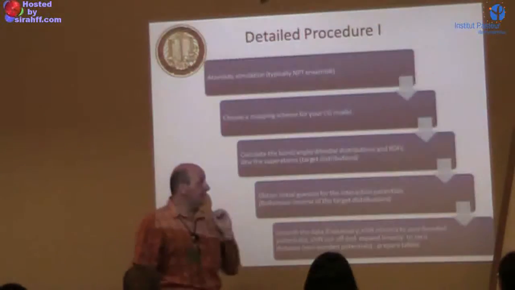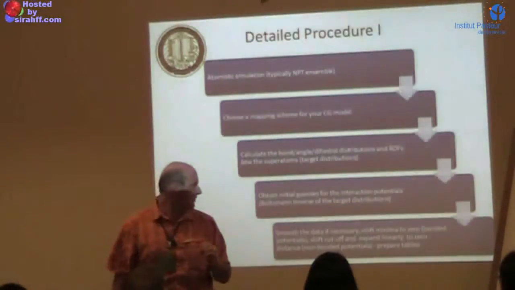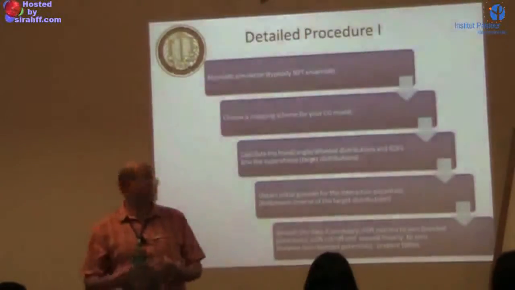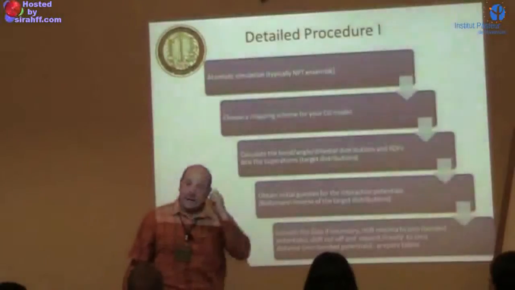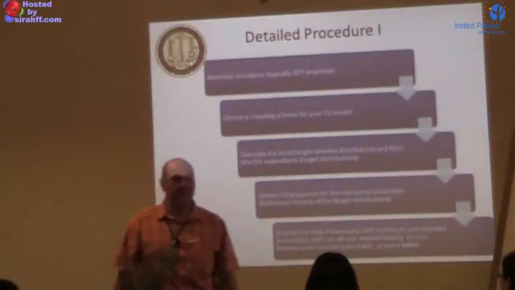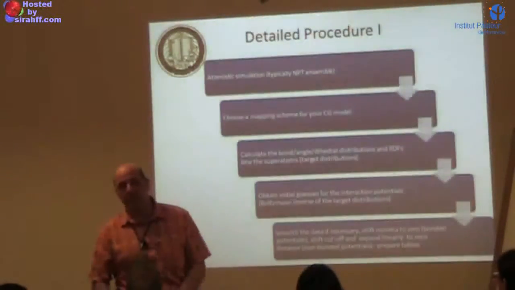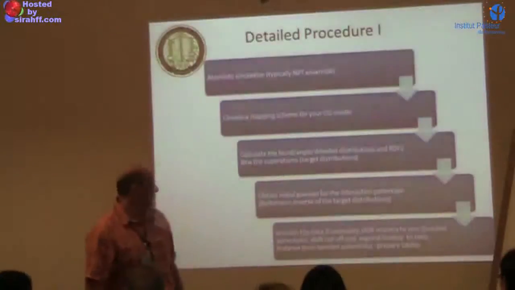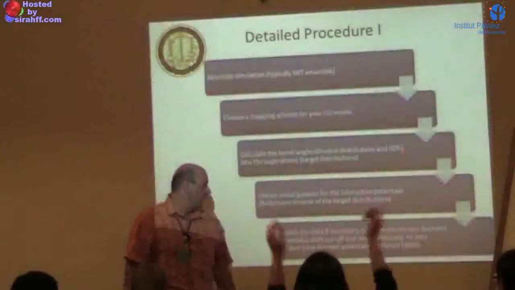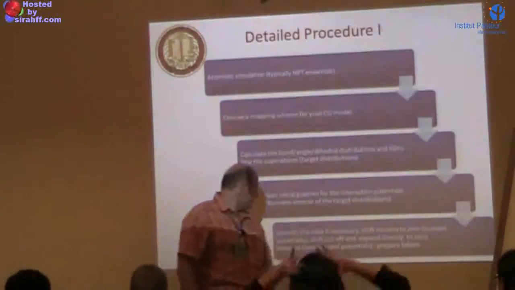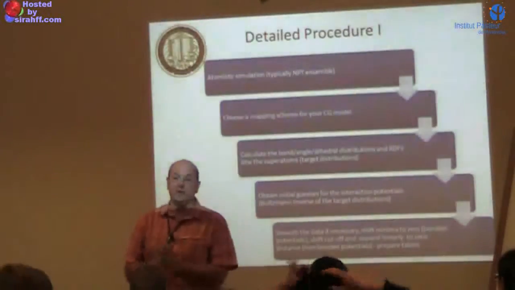Then we have to obtain the initial guesses for the interaction potentials. And that is the Boltzmann inverse of the target distributions. Then you look at them a bit, and you may need to smooth them. So you do a spline, and you shift the minima to zero. You have to extend linearly to zero for the non-bonded potentials.